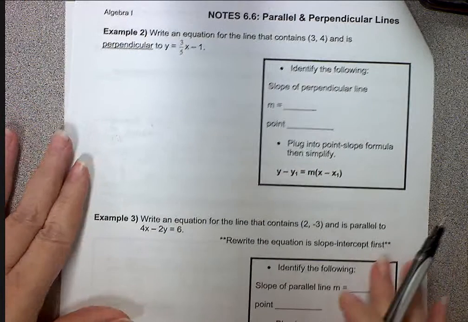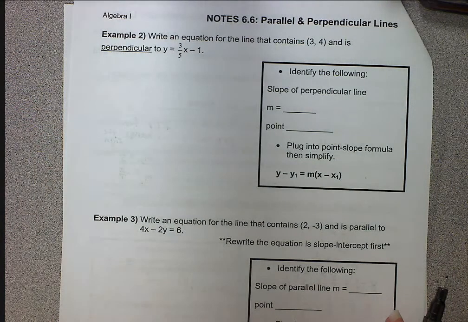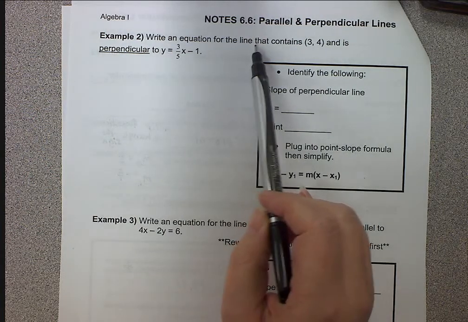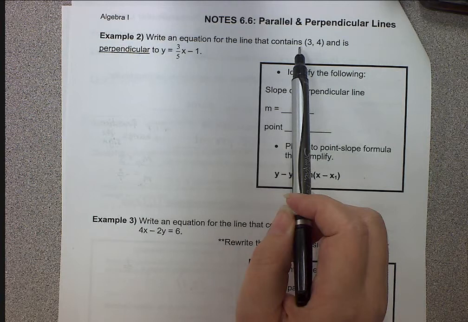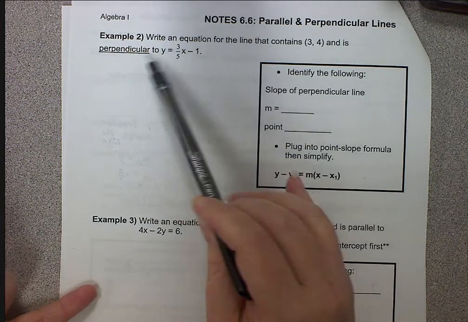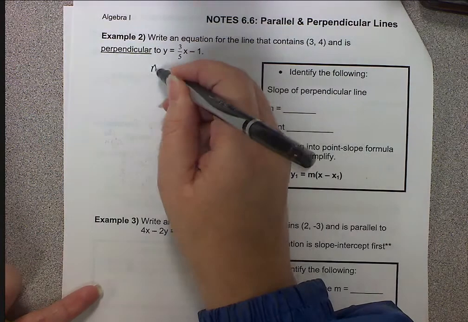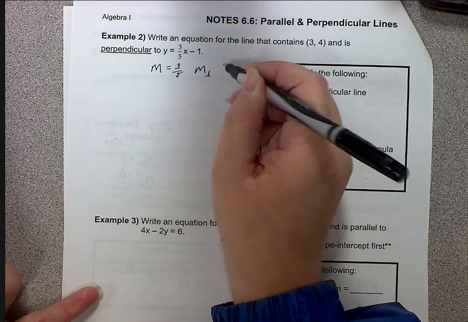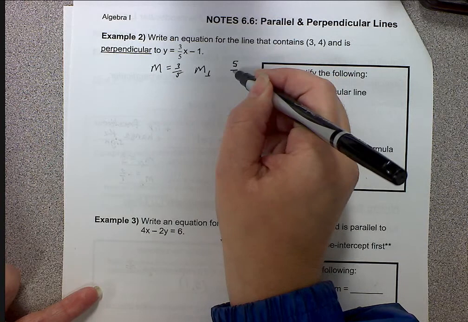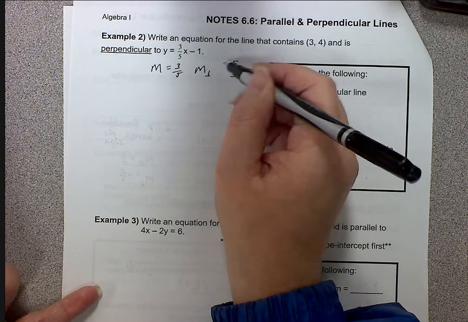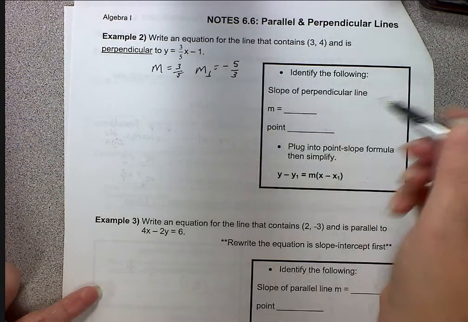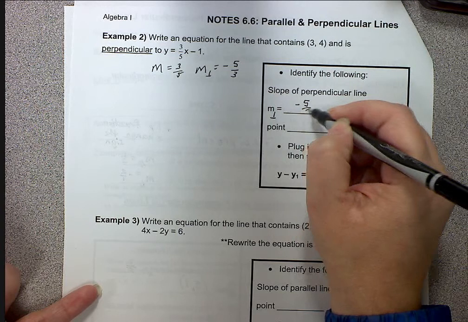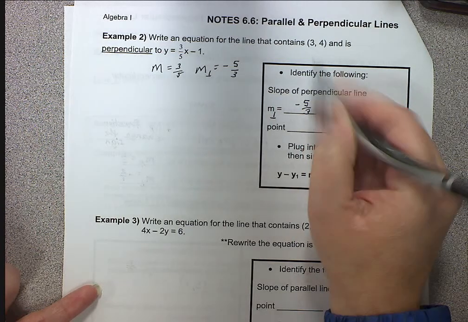Alright, so we want to write an equation for the line that contains the point (3,4) and is perpendicular to this. So again, my slope is 3/5. The perpendicular slope is flip the fraction, so 5/3, and change the sign, so it's positive to negative. That's how you make a perpendicular line. So the perpendicular slope is -5/3, and the point that we're going through is (3,4).